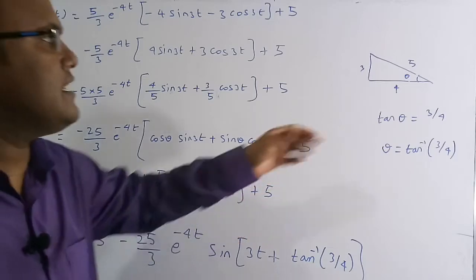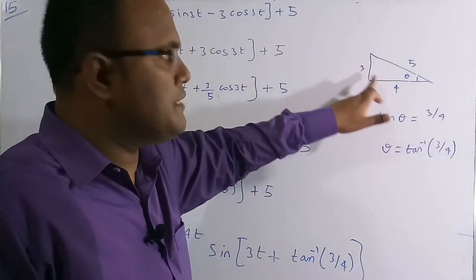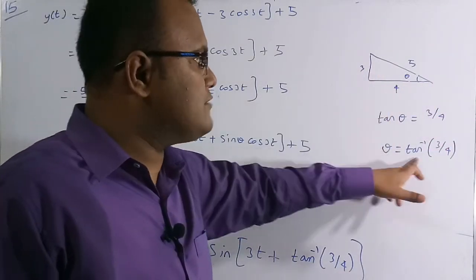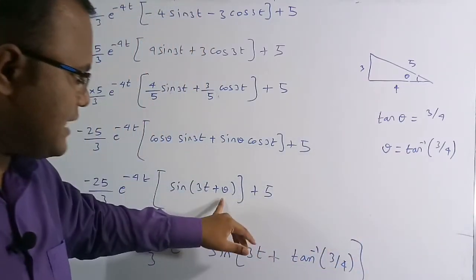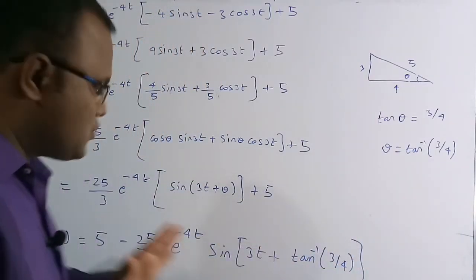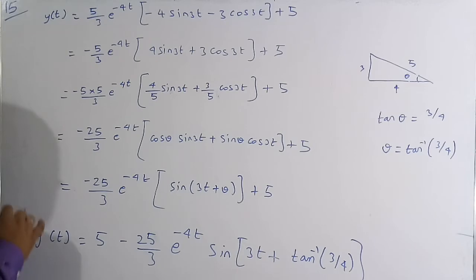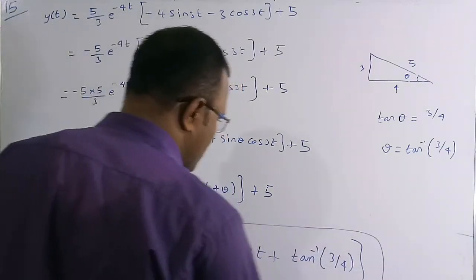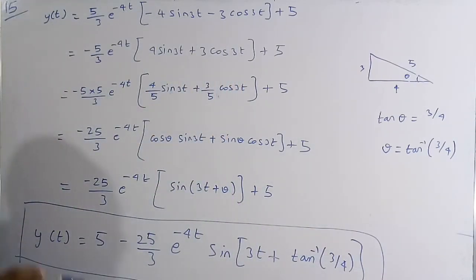theta. Theta is nothing but, see carefully, tan theta is equal to 3 by 4. So therefore theta is equal to tan inverse of 3 by 4. So in place of theta I am going to substitute tan inverse of 3 by 4. So finally this is the y of t response of this system. So here the first thing is we have completed, and the second thing is we need to find what is the maximum value of this function.